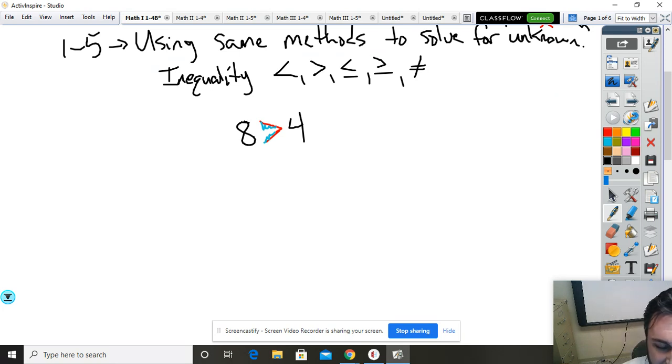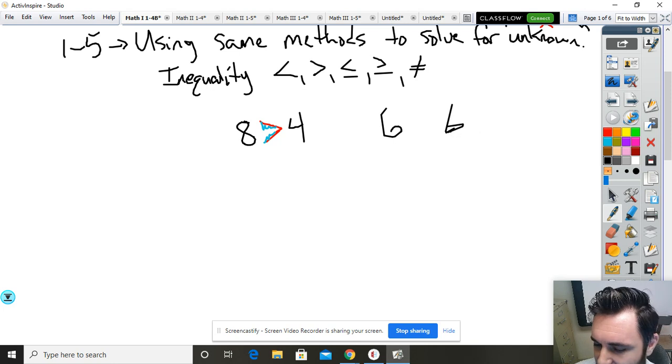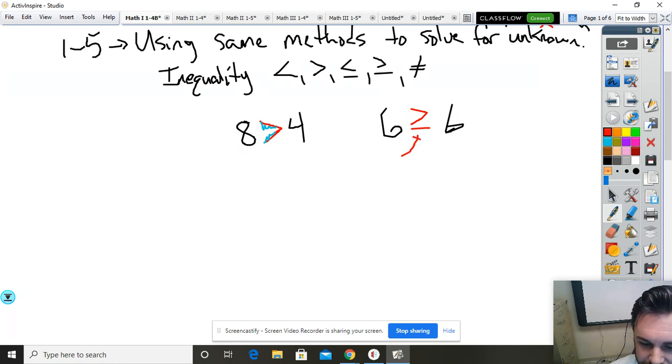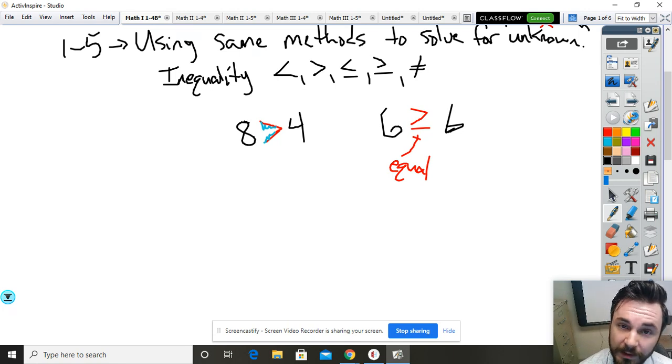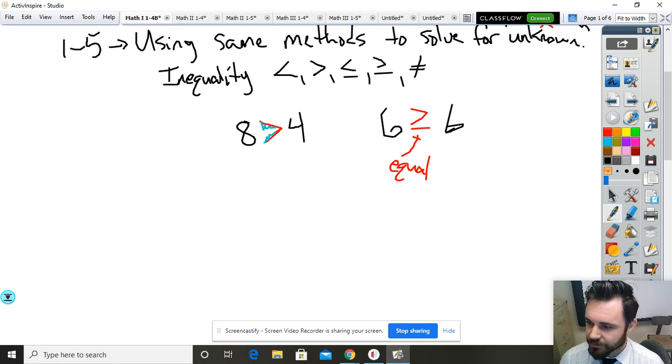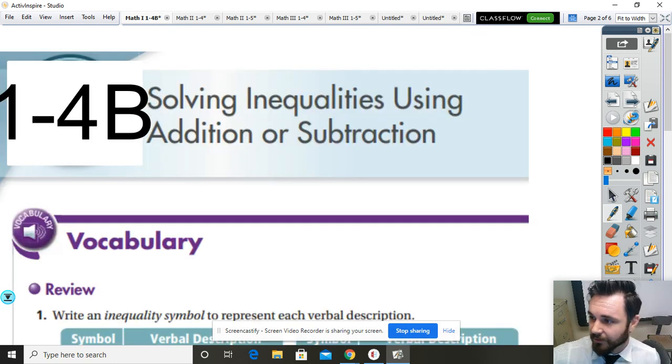We also might use an inequality with, let's say, 6 and 6. Obviously they're equal, but we're not using the equal sign. In this case, the inequality can be either direction, but we have to have the symbol that means equal also. Anytime we have that line underneath, it means it could also be equal. And so this is a true statement: 6 is greater than or equal to 6. So that is true.